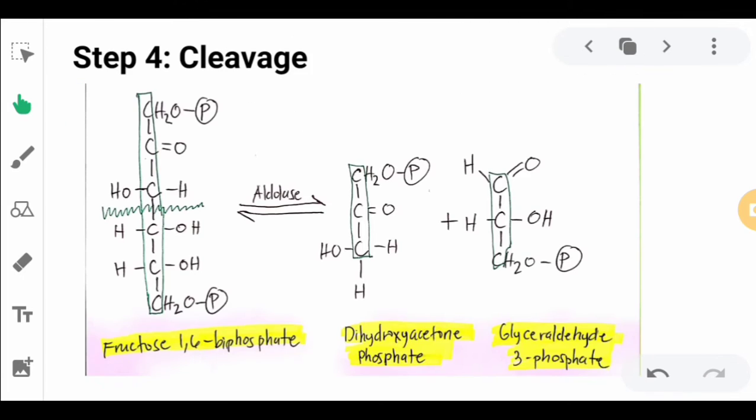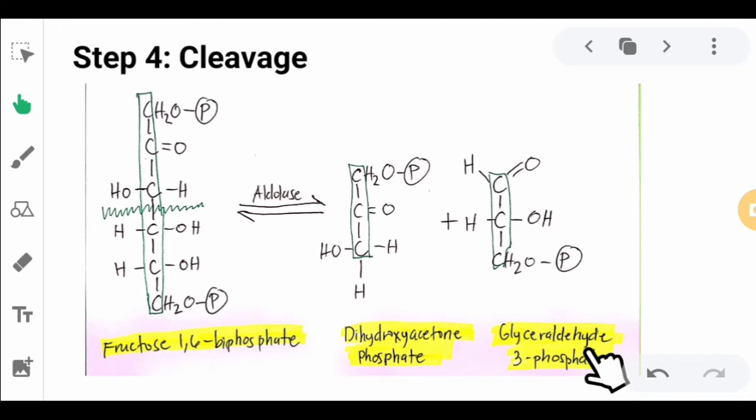Okay, next we have step 4, the cleavage. When we say cleavage, that is the breakage, or splitting into half, of a molecule. So this is your fructose 1,6-bisphosphate. This is an open chain form, for you to clearly see how the cleavage or breakage will occur. So this will be split into halves, into 3-carbon systems, with the help of the enzyme aldolase to initiate the cleavage. And after the splitting, you will now have dihydroxyacetone phosphate and glyceraldehyde 3-phosphate.